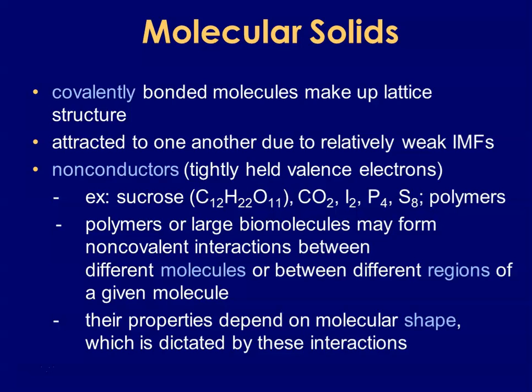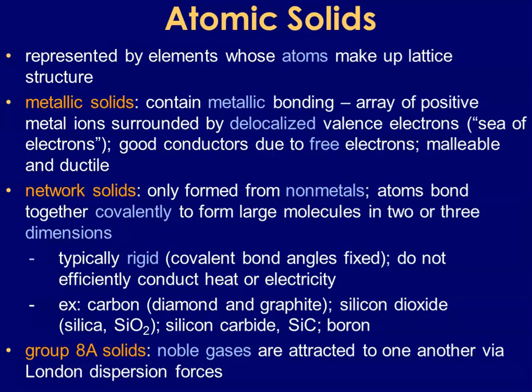These polymers and large biomolecules can have some non-covalent interactions. They can take place between different molecules or even within their own molecule if there are different types of regions present within that molecule. What types of properties they have do depend on their shape, and that's going to be determined in large part by their interactions, either within themselves or between molecules that are nearby.